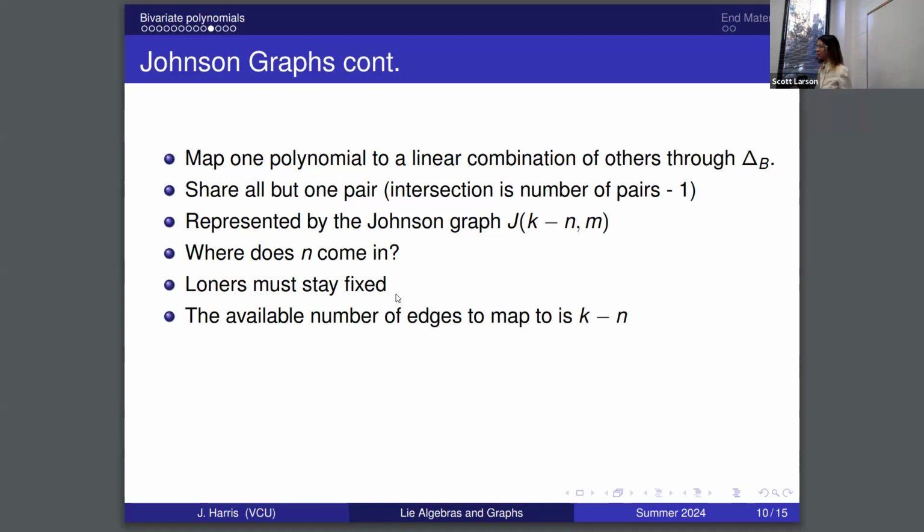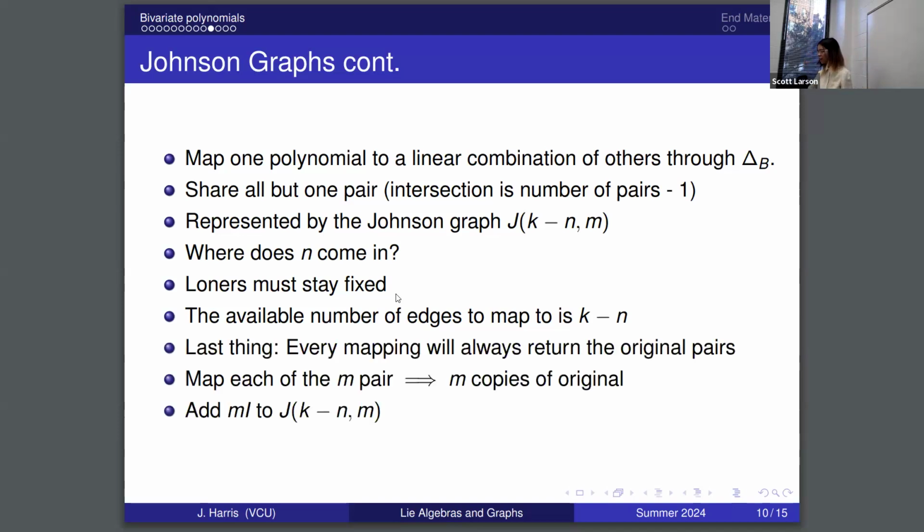So where does the number of loners, that y3 hanging out by himself, come in? Why is he important? Loners have to stay fixed by delta B, and that restricts the edges you can map to. Delta B cannot map 1, 2 to 3, 4, since the y3s would then multiply and cancel each other out. So the loners restrict which pairs we can map the pairs of y to. That means the number of available edges we can map a pair to is k minus n.